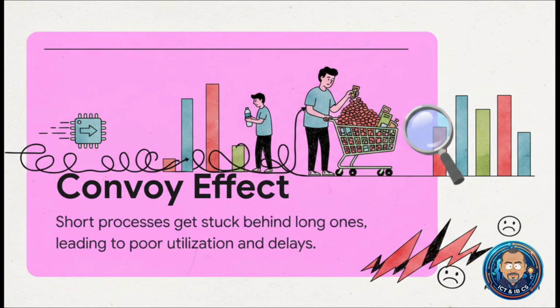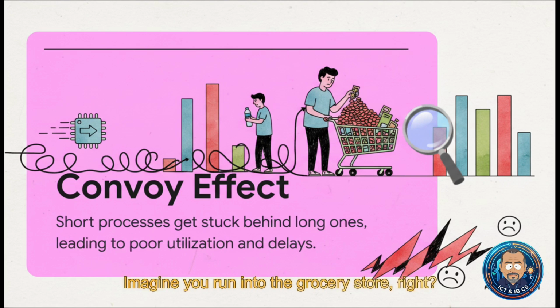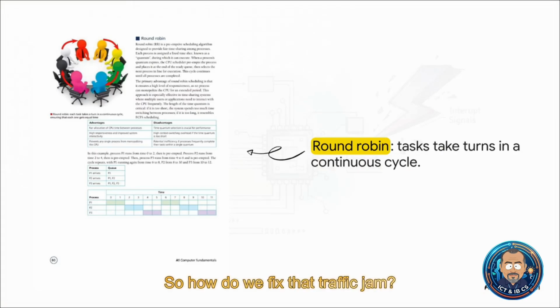But here's the catch. FCFS has this one major, glaring drawback called the convoy effect. Imagine you run into the grocery store, right? You just want to buy a single bottle of water, but you get stuck in the one open checkout line behind a guy with 2 overflowing shopping carts who decides he's going to pay in pennies. It's a nightmare. You are a short process getting stuck behind a massive, long-running process. Inside a computer, that exact scenario leads to terrible CPU utilization, massive delays, and just a super frustrating laggy experience for whoever is sitting at the keyboard. So how do we fix that traffic jam?